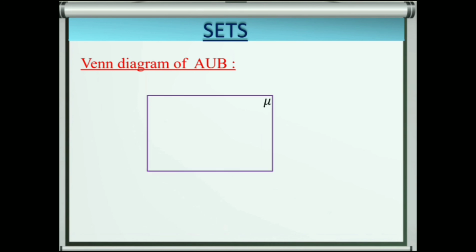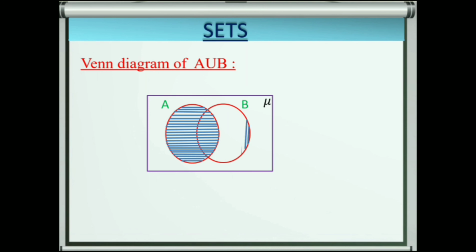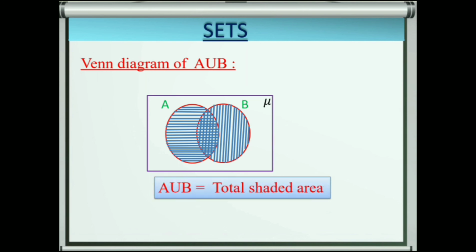So let us take one more example. Before that, we'll learn how to draw a Venn diagram for A union B, union of sets. First we draw a rectangular shape, and set A and set B overlapping here. So we have to shade first set A, then set B like this. The total shaded area represents A union B. Like this we can represent the Venn diagram for A union B.